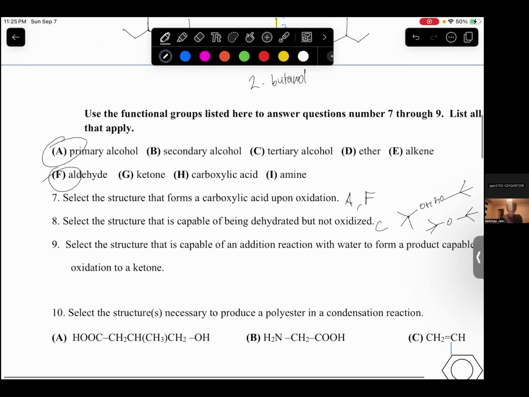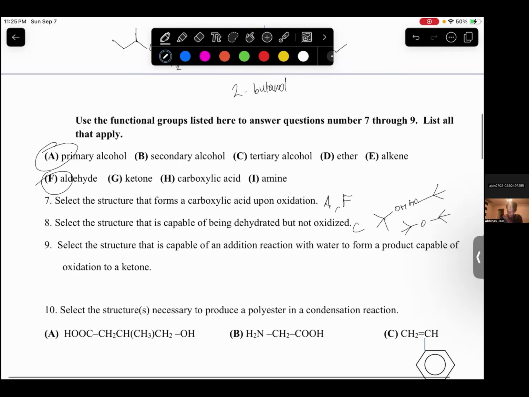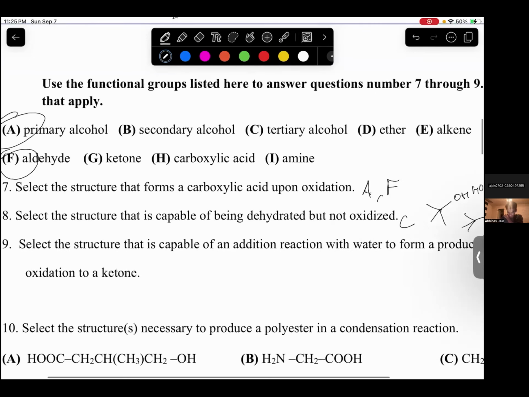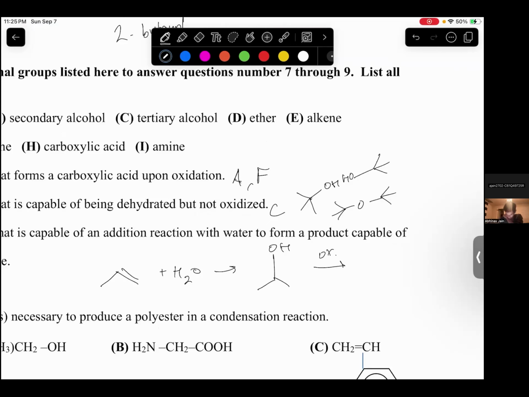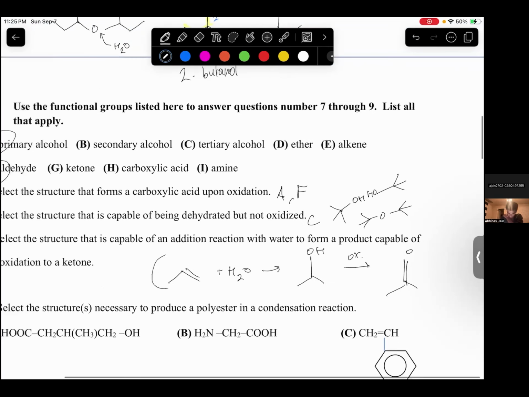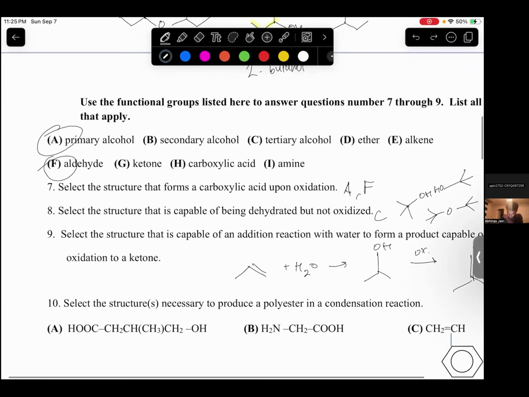And then nine, select the structure that is capable of an addition reaction with water to form a product capable of oxidation to a ketone. So we're going to need an alkene to react with water, because that's going to add an OH and an H to form this compound. This is a secondary alcohol, which can oxidize to a ketone. So we're going to need an alkene essentially. So the answer is E.